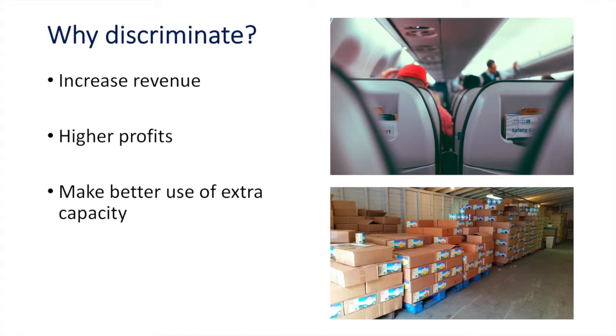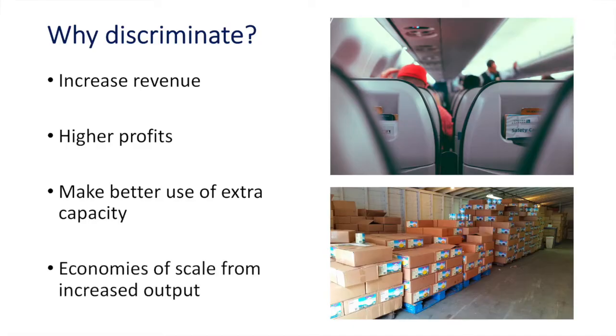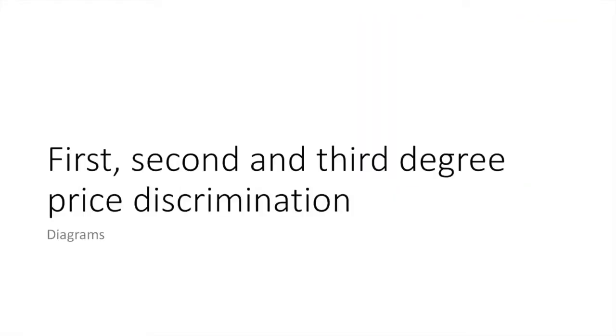Finally, as they increase output, firms are also able to benefit from economies of scale. This can be the case for a firm producing medicines and selling them domestically and globally. Being able to charge higher prices in richer countries and lower prices in others allows them to increase output and lower average costs. Now let's take a look at the diagrams of each of the three.